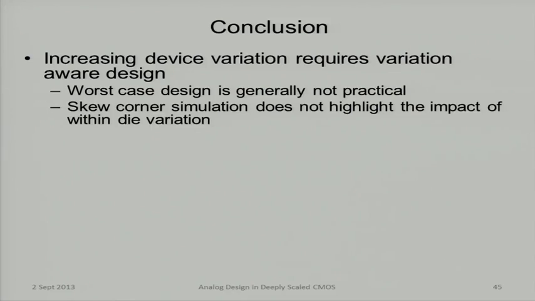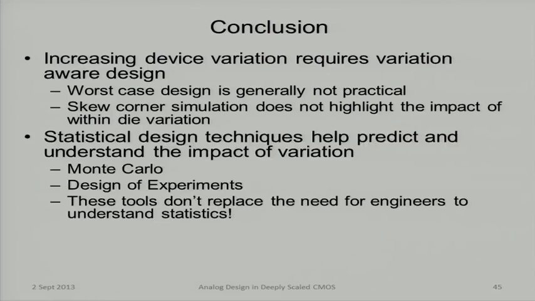And skew corner simulation really doesn't highlight the impact of within-die variation. You need to use the tools appropriately. Perhaps most importantly, statistical design techniques are really necessary. Monte Carlo's nice, but if you've got a 1% problem, you're never going to spot it. Design of experiments is much better for that, but it bounds the size of the problem you can look at. The reality is these tools don't replace the need of design engineers to understand statistics. Unfortunately, many design engineers do not understand statistics. We need to work on that too.